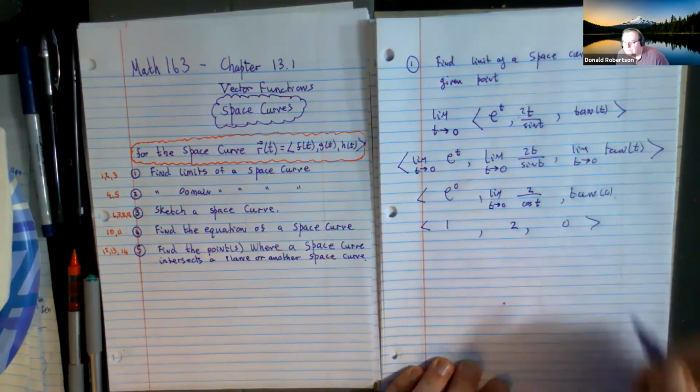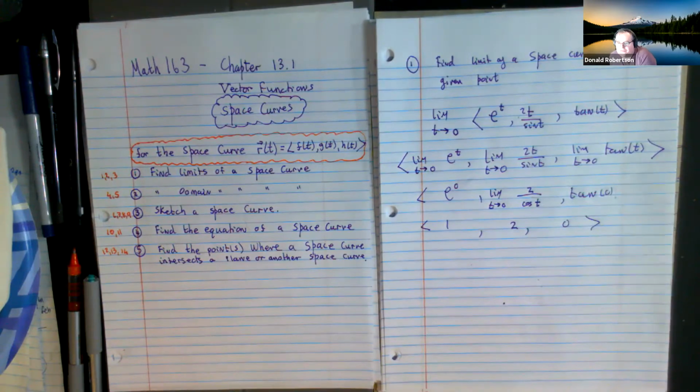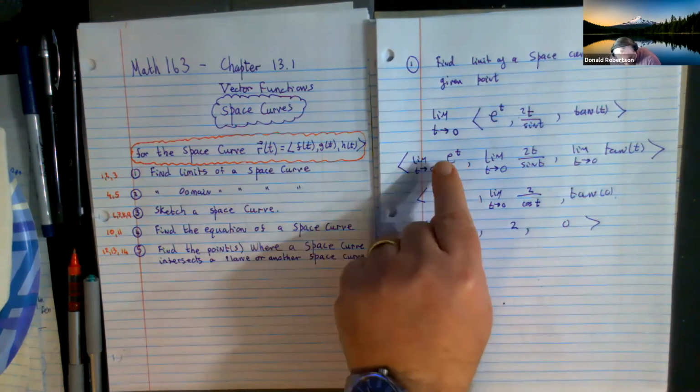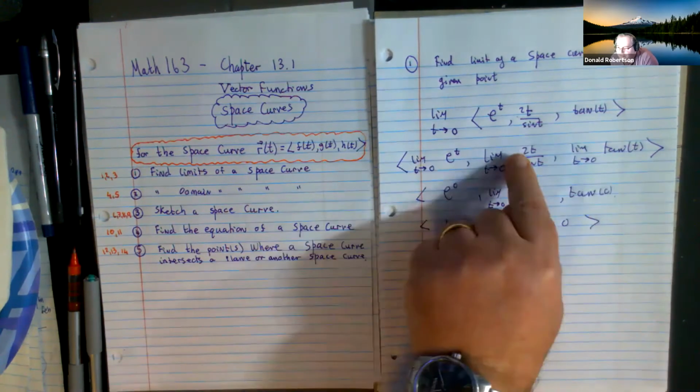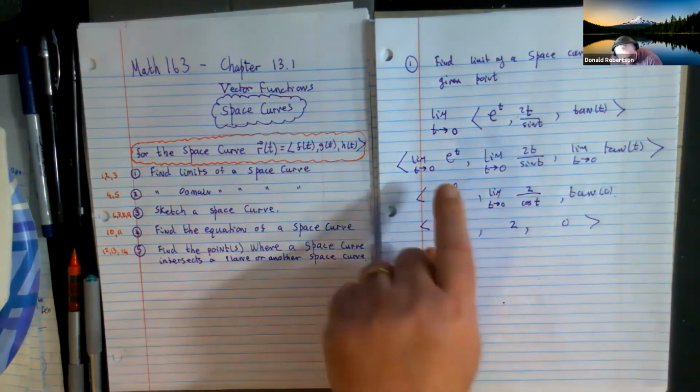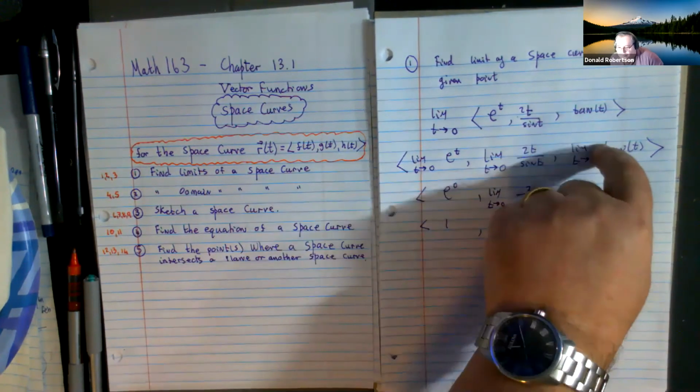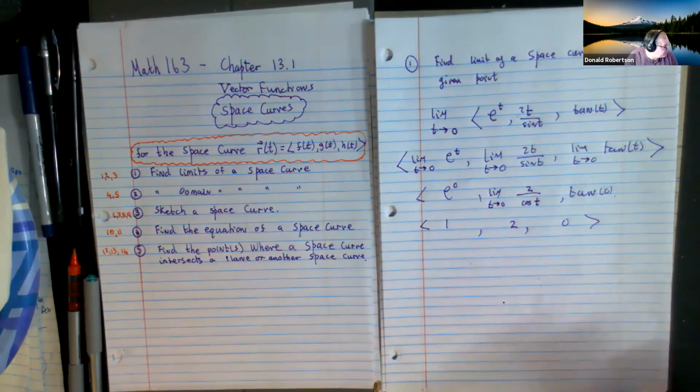And there's our limit. So if you want to find the limit of a space curve, just find the limit of each piece totally independently of each other, right? The answer to this has no effect on the answer to that, right? That's what I mean by independent of each other. Are we good?